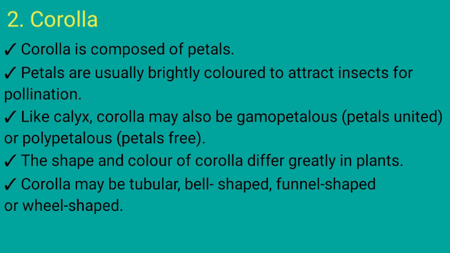Number 2, corolla. Corolla is composed of petals. Petals are usually brightly colored to attract insects for pollination. Like calyx, corolla may also be gamopetalous, which means petals are united, or polypetalous, which means petals are free or individual. The shape and color of corolla differ greatly in plants. Corolla may be tubular, bell-shaped, funnel-shaped, or wheel-shaped.